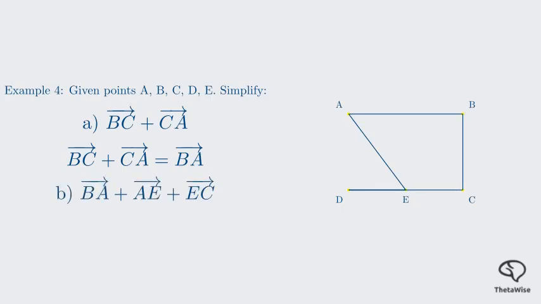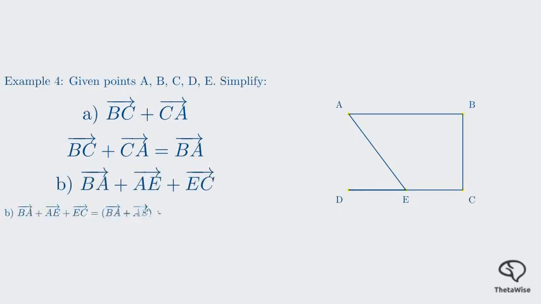Next up, vector BA plus vector AE plus vector EC. Again, applying the triangle rule, we can simplify this step by step. BA plus AE becomes BE. Then, BE plus EC becomes BC. This demonstrates the power of the triangle rule for any number of consecutive vectors.